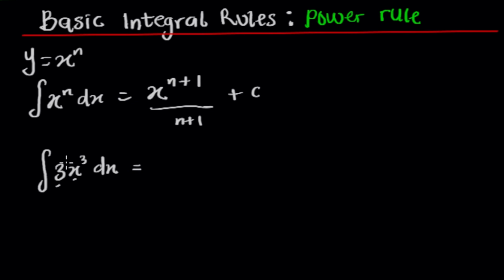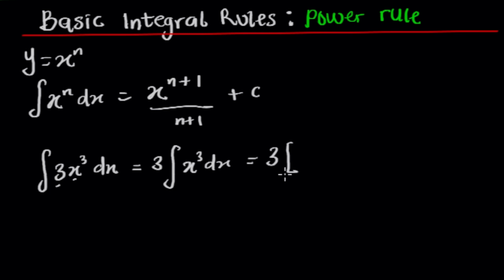You first bring out this constant. So you're going to have 3 times the integral of x to the power 3 dx. You've obeyed the constant rule. Then you go ahead and integrate what is inside. And since what is inside is a polynomial, what we're going to do is have 3 into brackets.